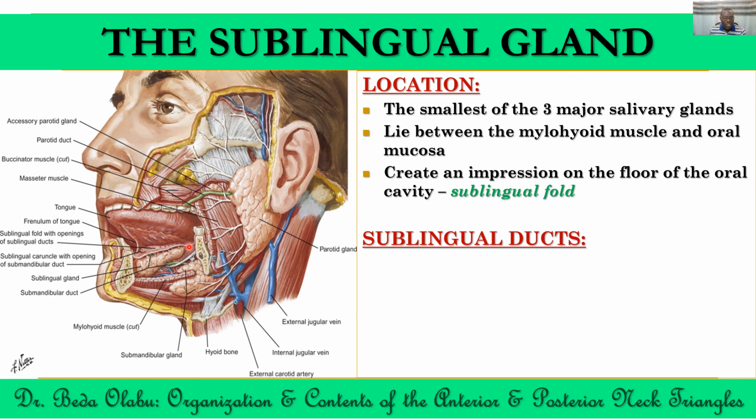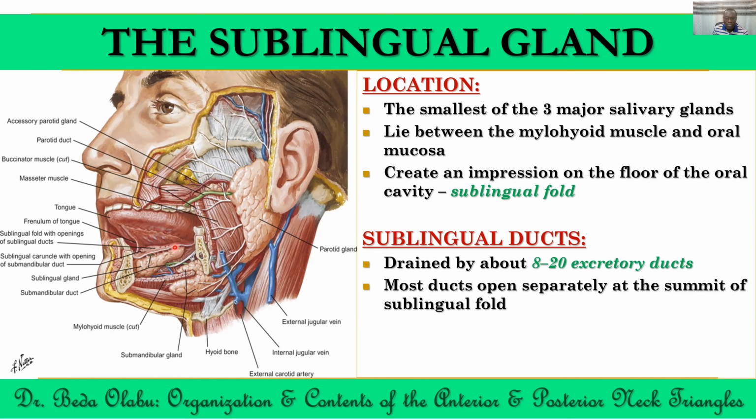Now, let's talk about the ducts of the sublingual gland. The ducts of the sublingual gland are multiple. There are about 8 to 20 excretory ducts which drain the gland. From the posterior side, most of the glands will drain independently onto the summit of the sublingual fold. So on that sublingual fold, you'll have independent opening of the excretory ducts of the sublingual gland. And this applies to the most posterior parts generally.